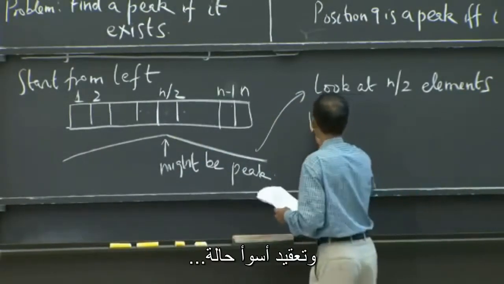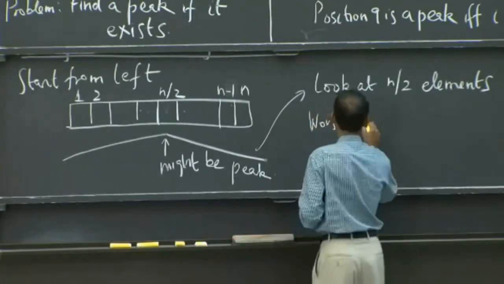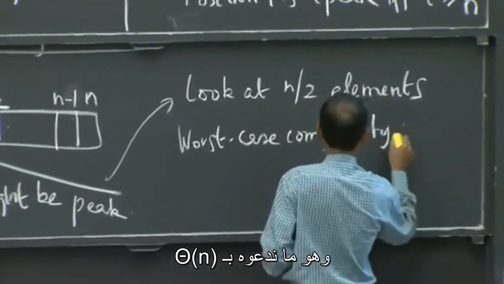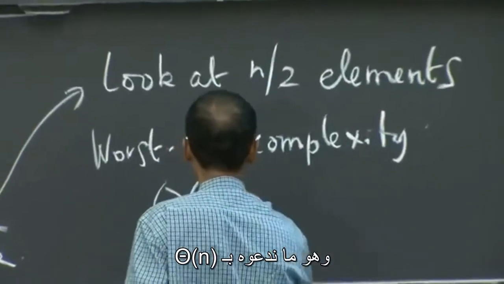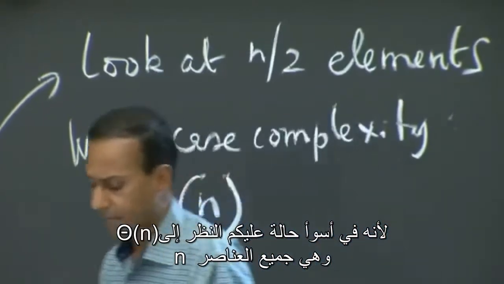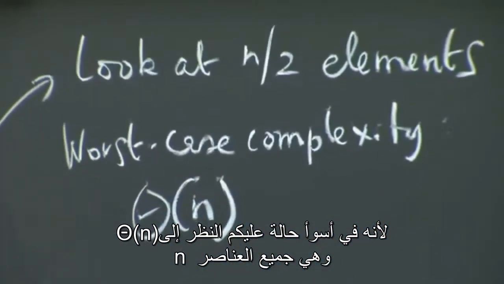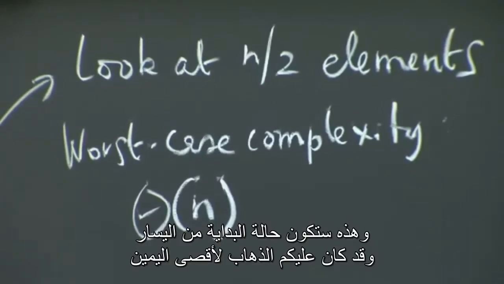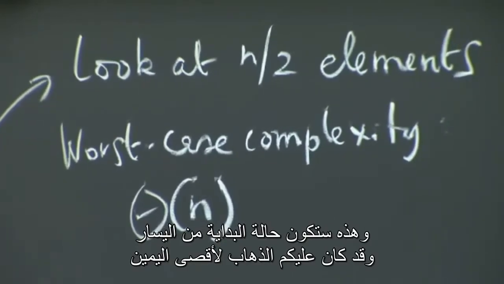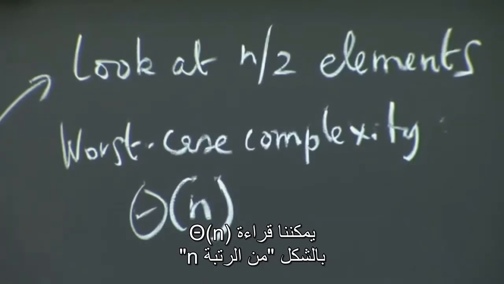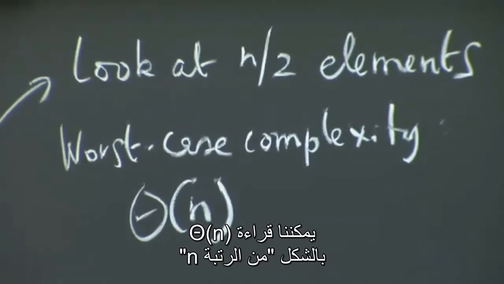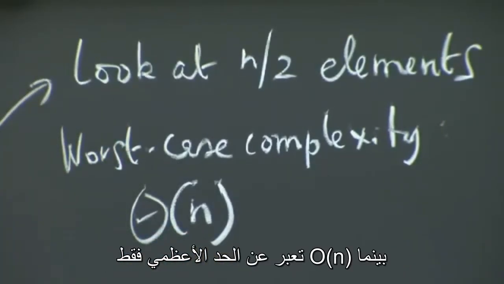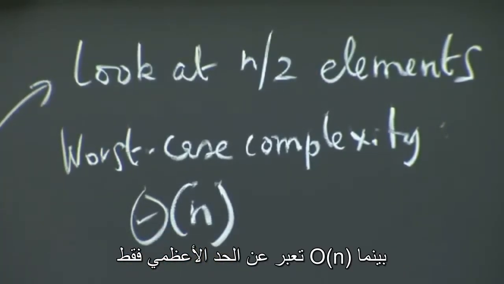And the worst case complexity is what we call theta n. And it's theta n because in the worst case, you may have to look at all n elements. That would be the case where you started from the left and you had to go all the way to the right. Now remember, theta n is essentially something that says of the order of n. So it gives you both a lower bound and an upper bound. Big O of n is just the upper bound.